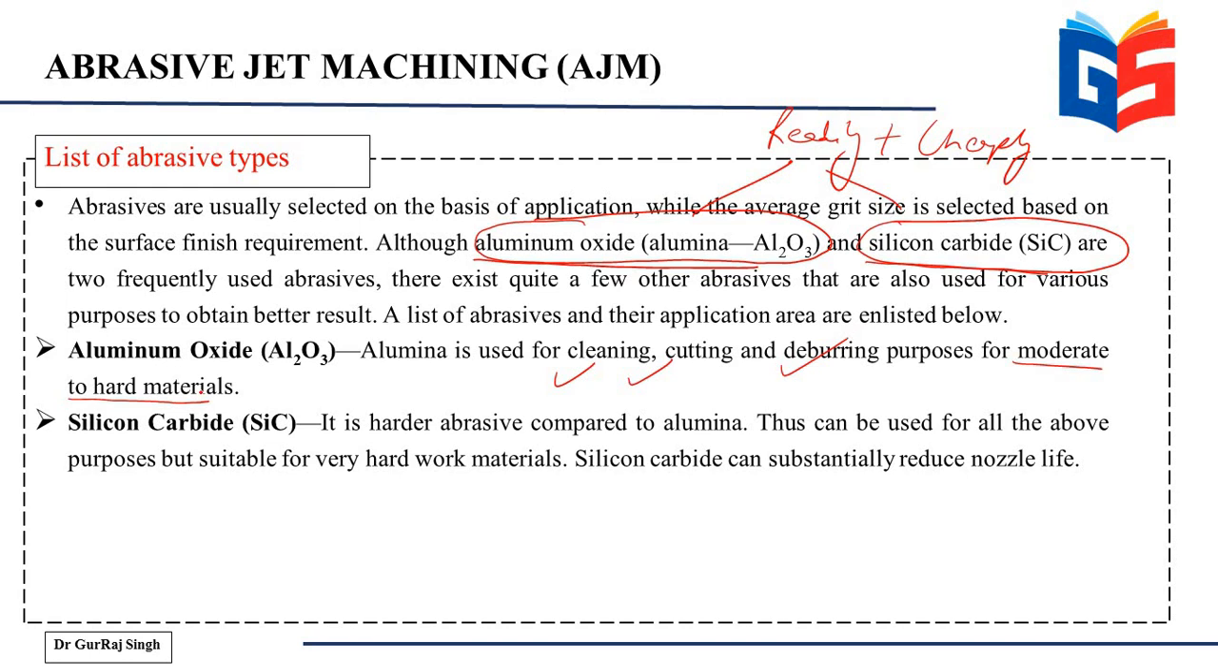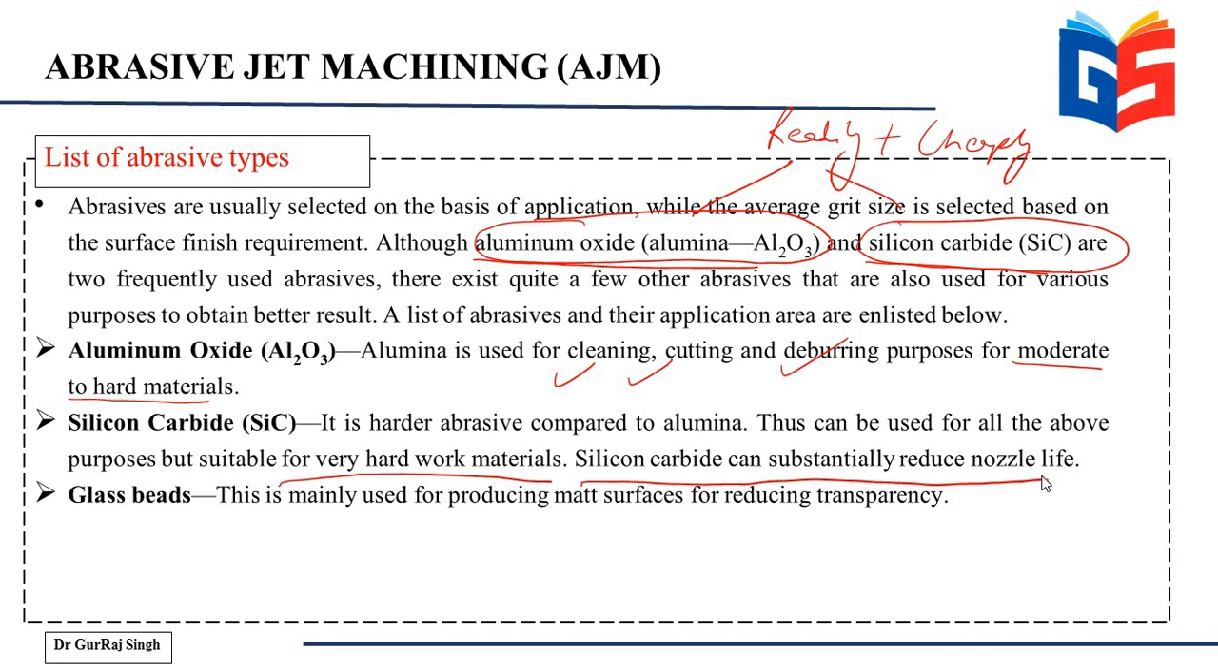Silicon carbide is a bit harder when you compare it to aluminum oxide, and as a result it can be used for all the above purposes that have been mentioned in the case of aluminum oxide, but it is suitable for very hard work materials. Since they are harder, they can be used on harder materials, but they have a drawback. The drawback is that they can shorten the nozzle life, because they strike the nozzle at such high velocity, they tend to reduce the nozzle life.